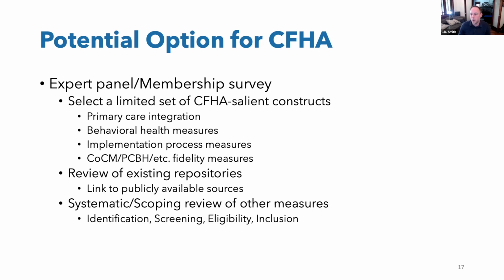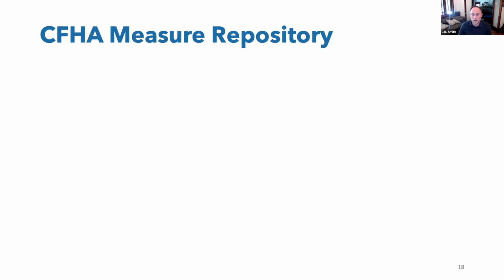And of course, this would require setting out a protocol for the identification, screening, eligibility, and inclusion that we all are probably very familiar with if you've done any kind of systematic or scoping review. And then probably using something like a rating tool to rate the key features to really be informative for potential users, so they can make informed decisions, but also compare between different measures that are there.